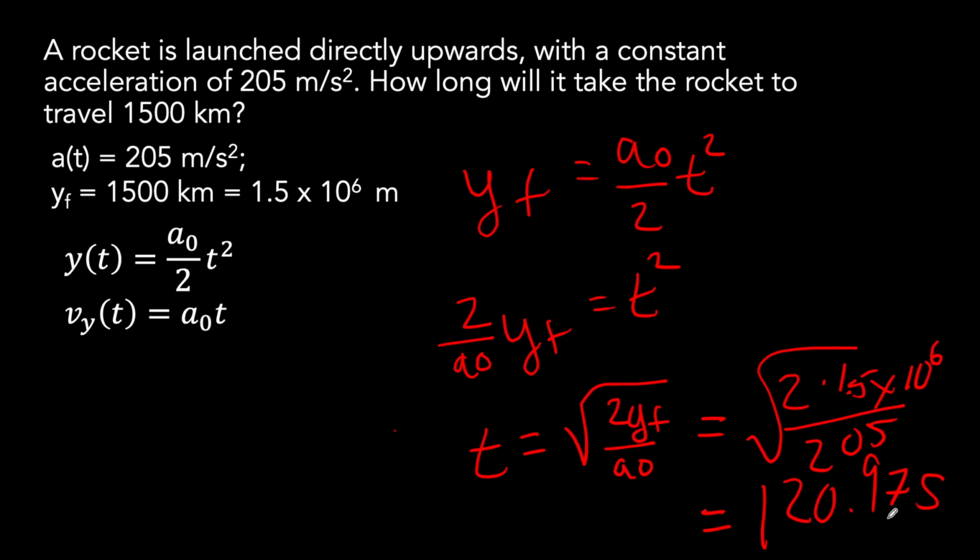Now, how many decimal places you should include in an answer is actually kind of a complicated question. There are 3 significant figures in our given information, this 205, and so we might round this off to 121. On the other hand, your class might also have a different policy, and you should always follow what your teacher tells you to do in terms of significant digits or decimal places.